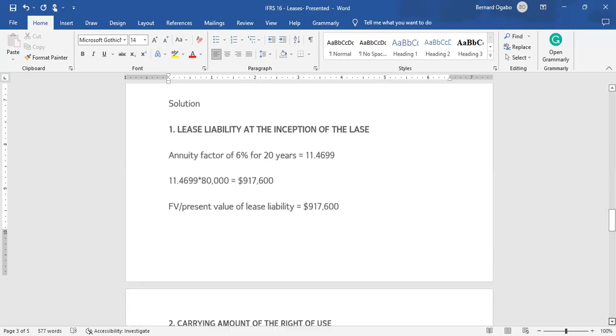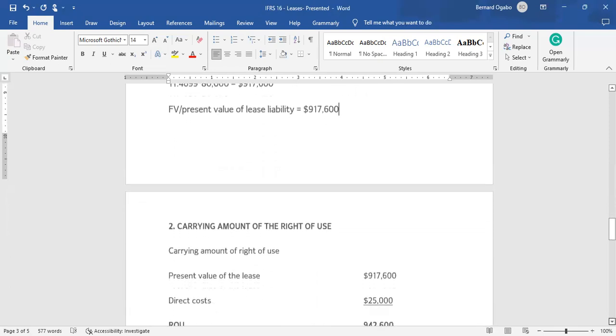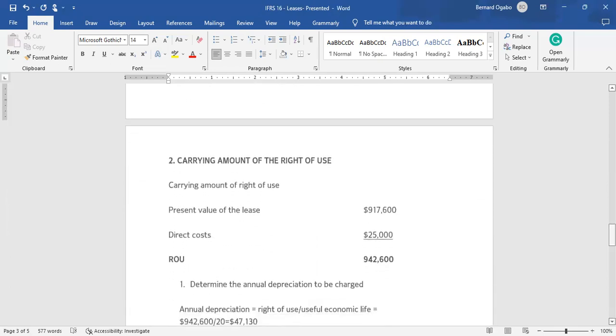Secondly, we've been asked, what is the carrying amount of the right of use of the asset? Right of use of the asset is the present value of the lease plus any direct costs. So we've calculated the present value of the lease payment to be 917,600 and direct cost of 25,000. If you look at that question, I highlighted 80,000 in red and 25,000 in red. So when you add the present value of the lease to any direct costs that have been paid, it now gives me the right of use of the asset.